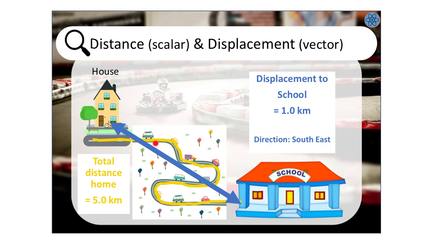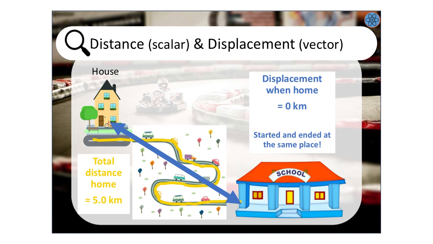So now, if it's 2.5 kilometres to school and 2.5 kilometres back home, our total distance travelled we can say is 5 kilometres. But because we've started and ended at the same place, although our distance travelled is 5 kilometres, because we've gone 1 kilometre that way and 1 kilometre back, our displacement would be 0 kilometres. We've started and ended at the same place.